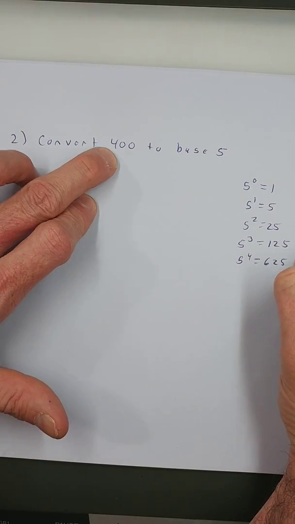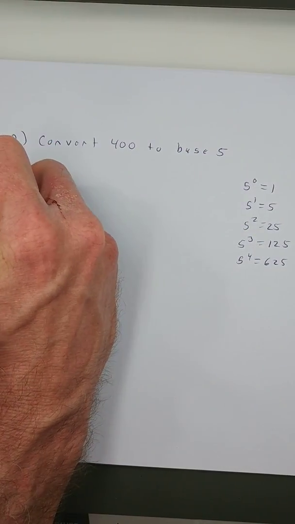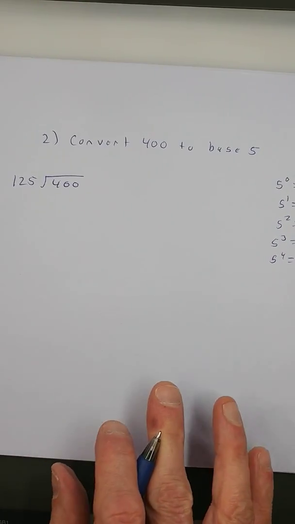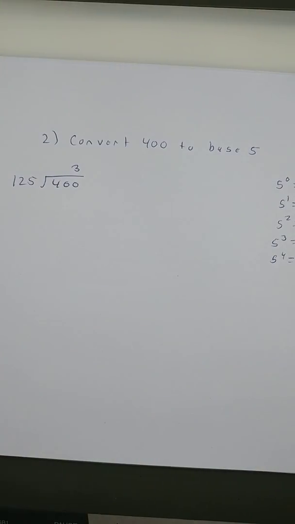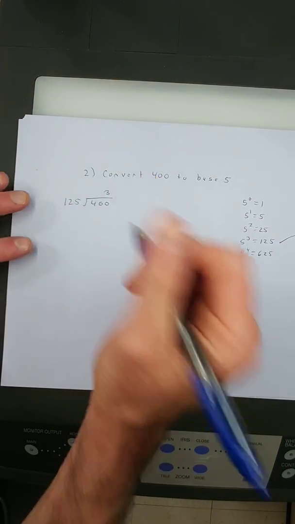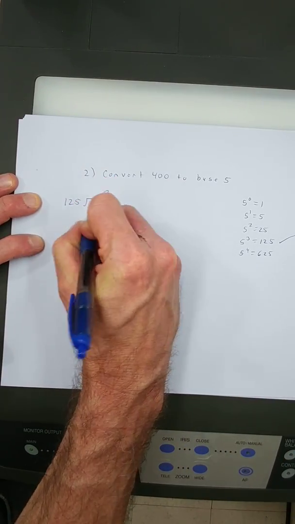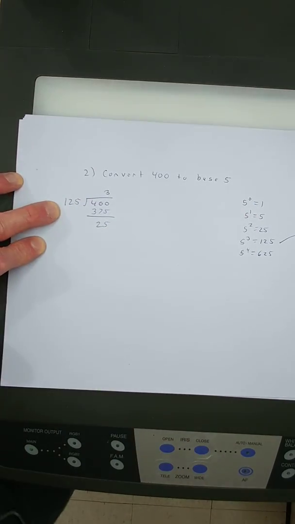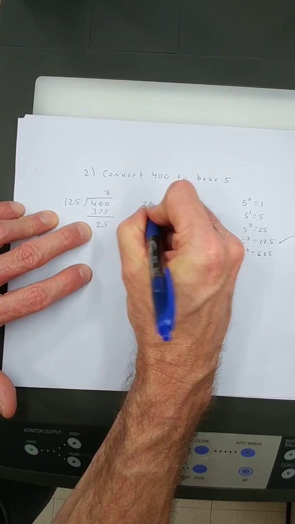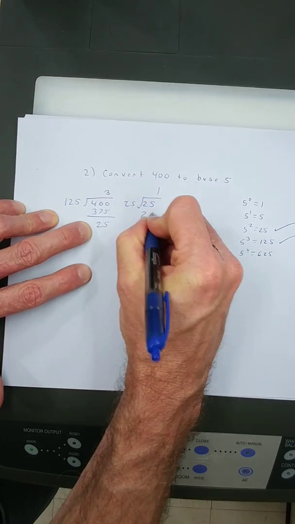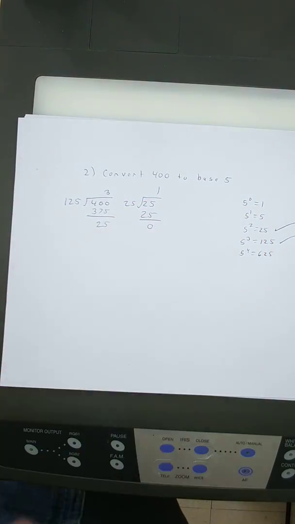So it appears that overshoots 400. We're going to start at 125 and divide into 400, which will go in 3 times. 3 times 125 is 375. Your remainder is 25, so carry it along. Go up to the next number, 25. We'll divide 25 once. I do get a remainder of 0, so we're done dividing.